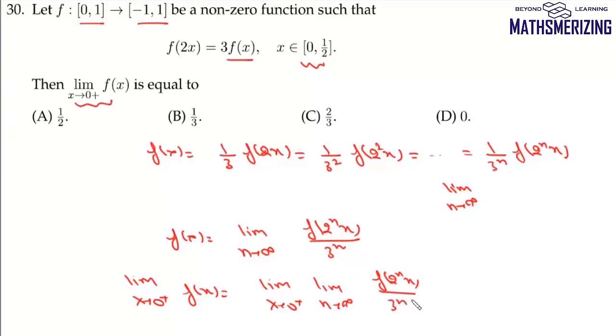Now range of this function is from minus 1 to 1. So this value in the numerator will lie somewhere between -1 and +1, which is a finite value, upon 3 to the power infinite, which is infinite. So value of this limit is 0. So value of this limit x tends to 0 f(x) is equal to 0, and that's your option D.